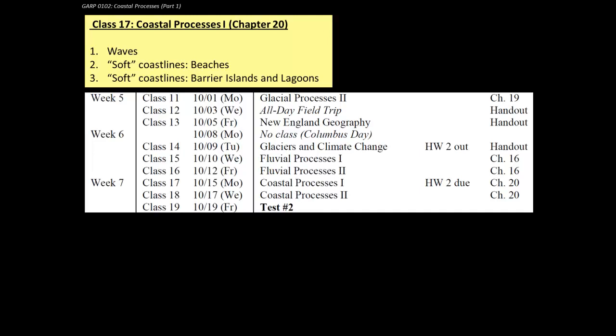Now this class is split into 3 parts and these video lectures are therefore also in 3 parts. Part 1 is about waves, Part 2 is about beaches, and Part 3 is about barrier islands and lagoons. Right? But let's start with waves, because waves are basically what's shaping, if you will, the coastal environment.